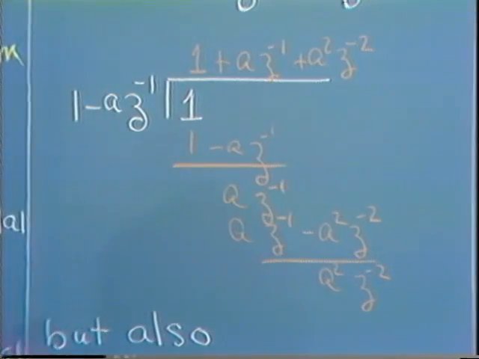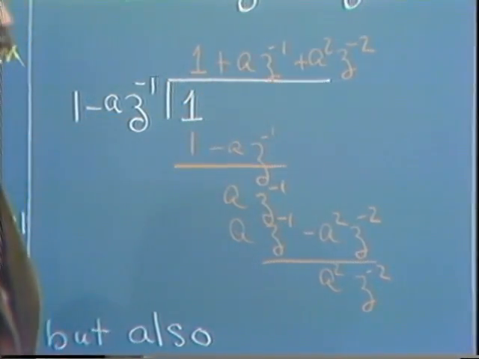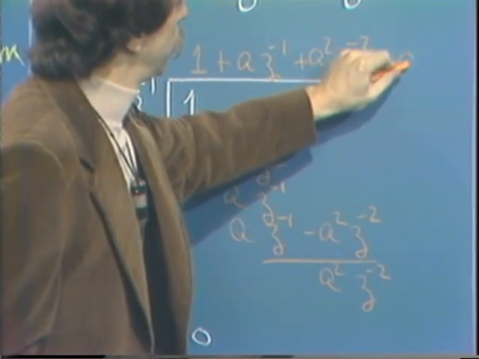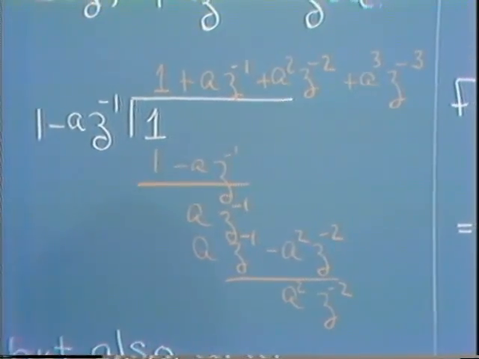And if we continue this, we'll generate terms 1, a times z to the minus 1, a squared times z to the minus 2, a cubed times z to the minus 3, etc.